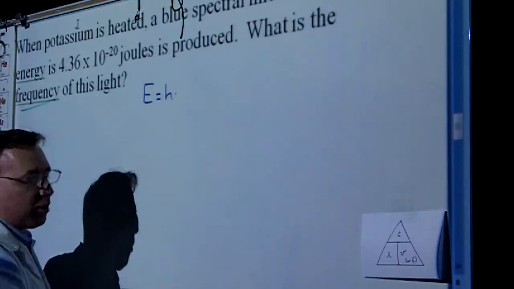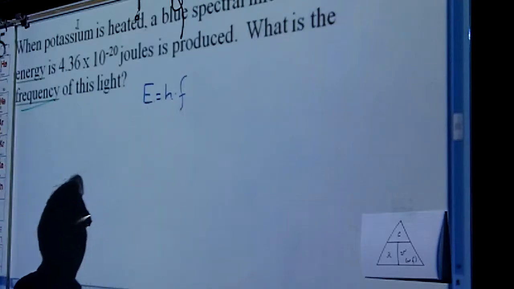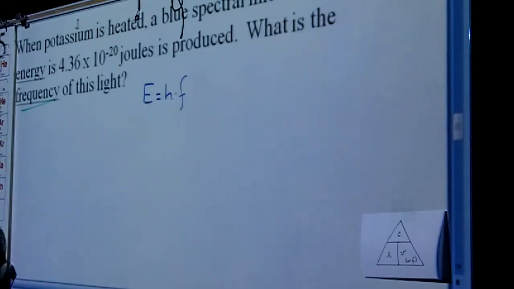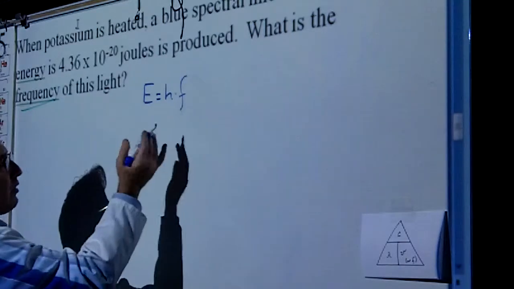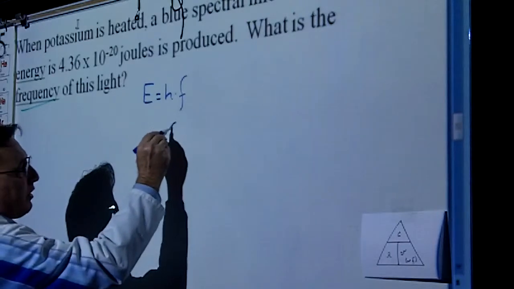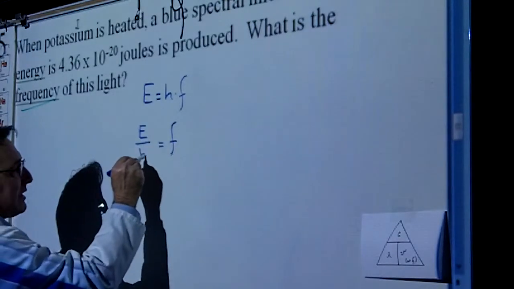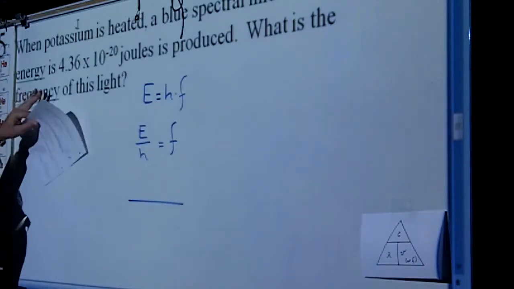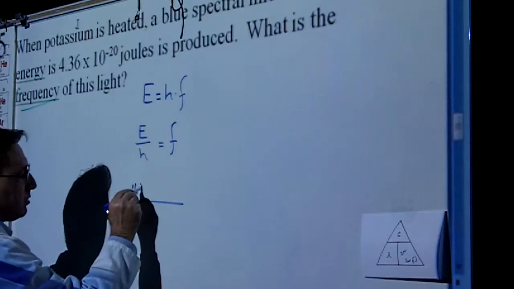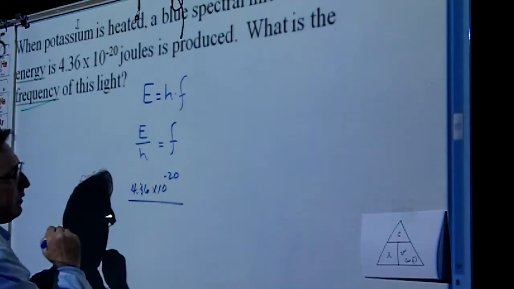It's sometimes written as a cursive V, but I think it's easier just to be consistent and use the cursive F. Okay? So energy is equal to Planck's constant times frequency, and they want to know what the frequency is. If I use my little diagram, either way, it doesn't matter, I get this. Frequency is equal to E divided by Planck's constant. So the energy they're telling me is this value, 4.36 times 10 to the negative 20.